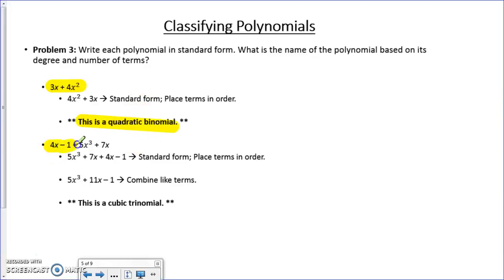Second one, 4x minus 1 plus 5x cubed plus 7x. 5x cubed first, it's positive, so 5x cubed plus 7x plus 4x minus 1. We can combine 7x and 4x because they are like terms. So the standard form is 5x cubed plus 11x minus 1. So we see that the degree of this polynomial is 3, so that's cubic, and there are 3 terms, so it's a cubic trinomial.